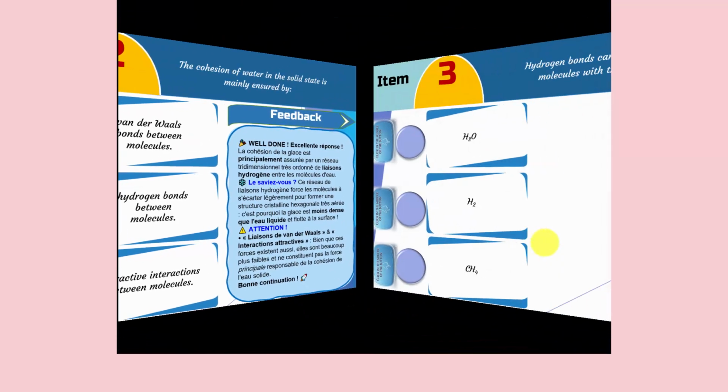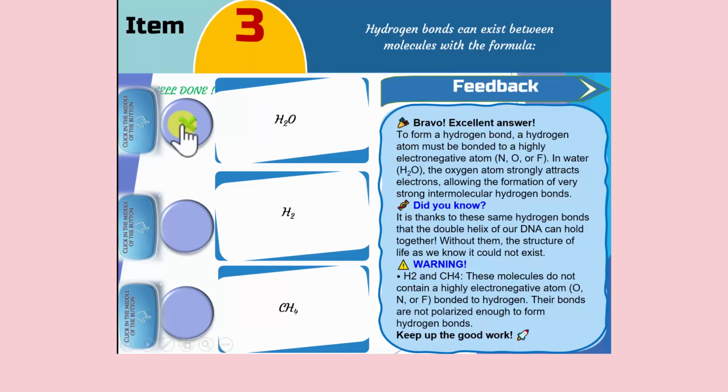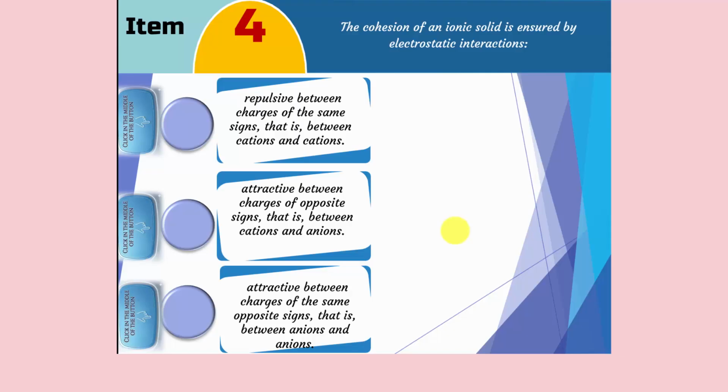This question asks which molecule can form hydrogen bonds between molecules: H2O, H2 or CH4. The key requirement is that hydrogen must be bonded to a highly electronegative atom, specifically nitrogen, oxygen or fluorine. Water is the correct answer because oxygen attracts the shared electrons strongly, creating the polarity needed for hydrogen bonding. H2 and CH4 do not have hydrogen bonded to one of these atoms, so their bonds are not polarized enough. These interactions are also essential for holding the DNA double helix together.